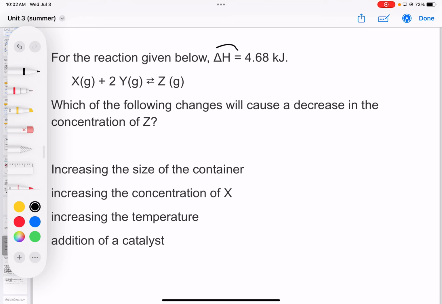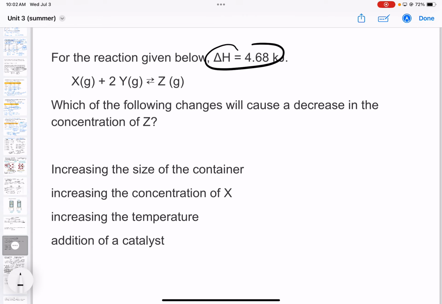Okay, so in this one, the delta H is positive, which means that heat can actually be thought of as a reactant, something that's needed for X and Y to become Z. So this says which will cause a decrease in the concentration of Z. Let's just go through and say which direction will it shift, and then we can talk about which one causes a decrease. Okay? So increasing the size of the container is going to drop the pressure. So we need to shift the reaction to more moles of gas, which is the reactant. So there's 3 moles of gas, 1, 2, 3, on the reactant side and just 1 mole on the product side.